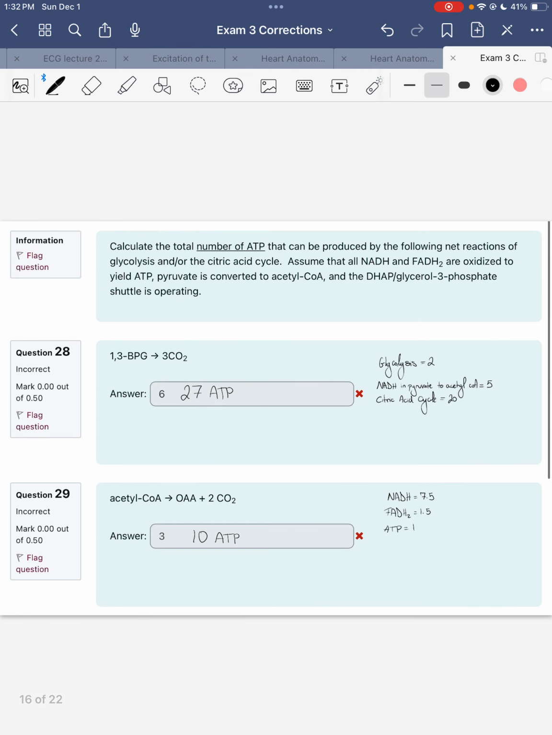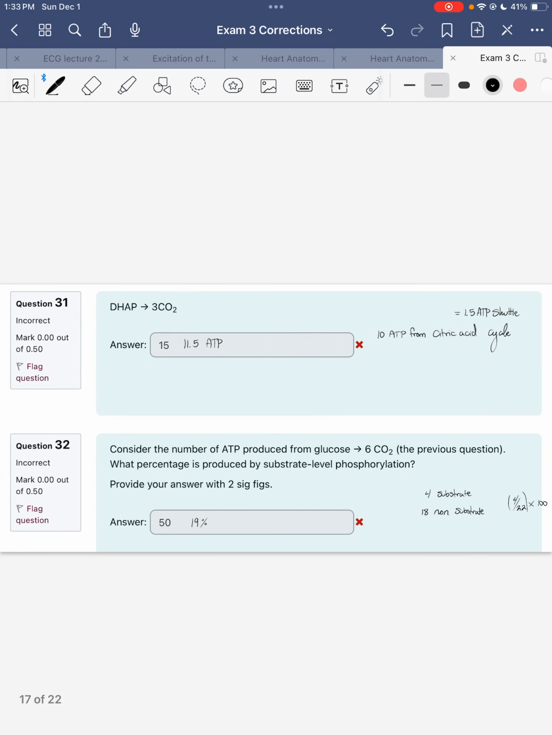From here, 28 should be 27 ATP. You get 2 from glycolysis, 5 from NADH in pyruvate to acetyl-CoA, and in the citric acid cycle, you'll get 20. So a total of 27. 29, you get 7.5 from NADH, 1.5 from FADH2, and then 1 from ATP, so 10 ATP.